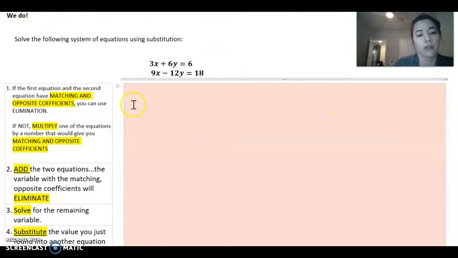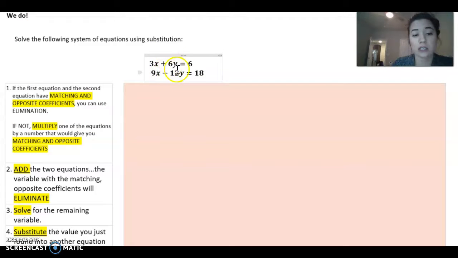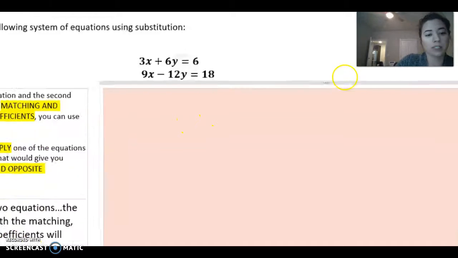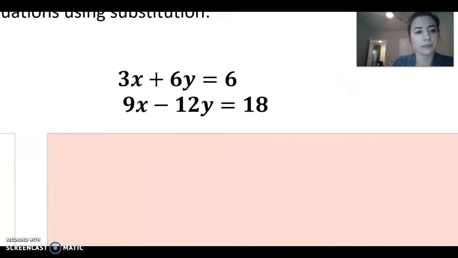So again, this one we have a 3 and a 9 or a 6 and a negative 12. Nothing eliminates. So we need to multiply one of our equations so that way we can get opposite and matching coefficients. All right. Between the 3 and the 9 and the 6 and the 12, 3 is a multiple of 9, so we can make it into the opposite pretty easily. And then same, 6 is a multiple of negative 12, so we can make that into 12 pretty easily. So you can choose either one of these.